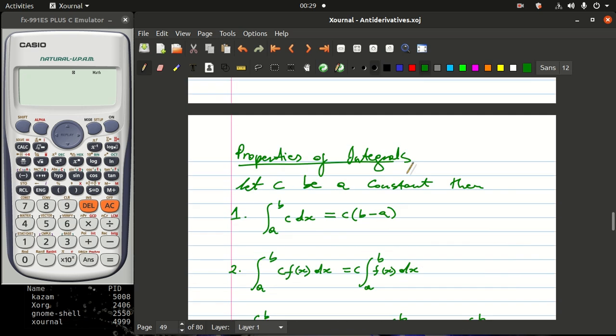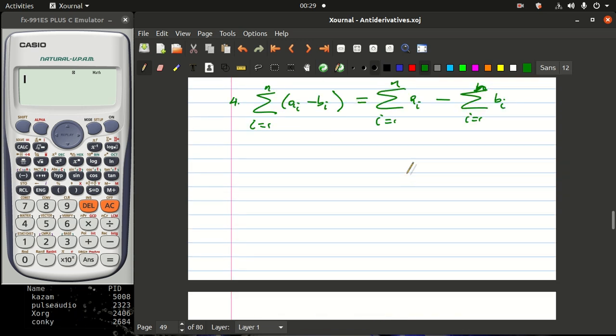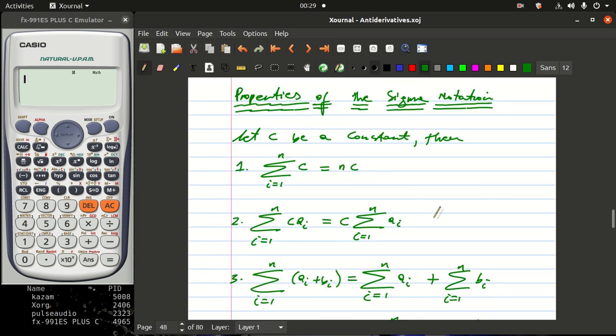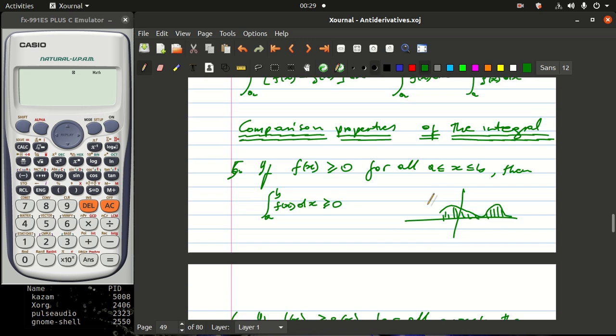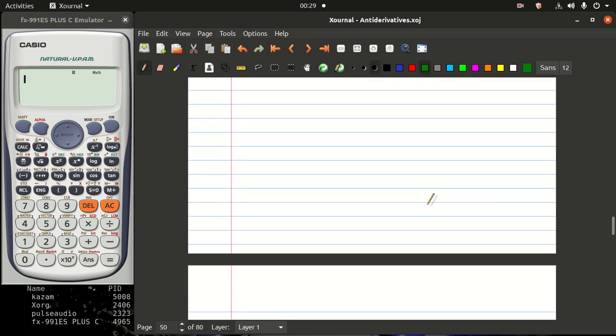I hope you have copied all these nice properties, and all these ones here, properties of sigma notation, or just Riemann sums. Do not say Roman sums, just sums, because I know that Riemann sums have to do with f of x star. So that is what is important there.